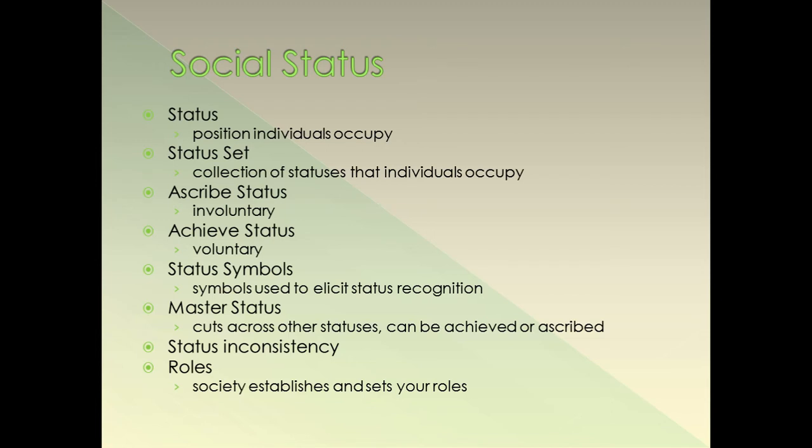A status set is simply a collection of statuses that you have. And we all have a status set. They are all different, but we all have them. So a status set would be, for example, for me, I'm a professor, I'm a mom, I'm a wife, I'm a daughter, I'm a sister. All of these are different positions that I occupy as an individual, but together they are a collection of statuses that I occupy.